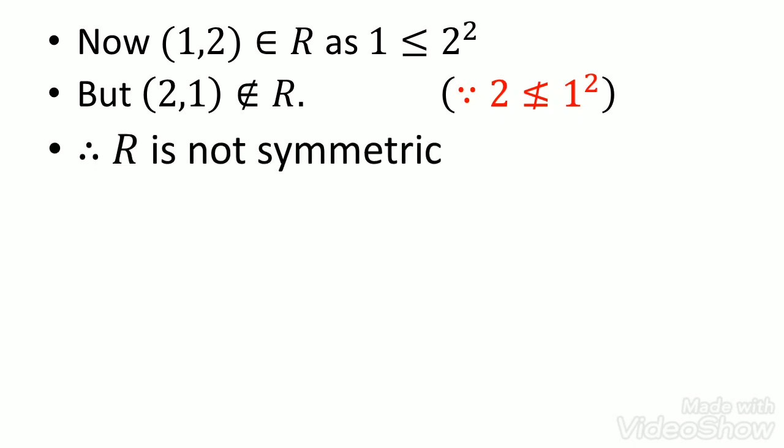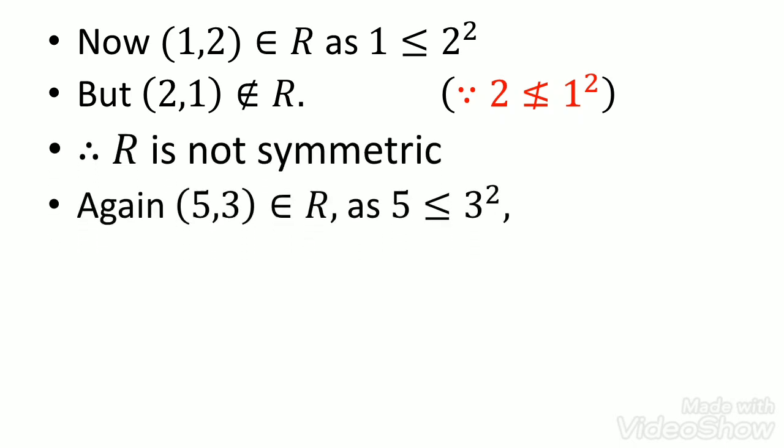For transitivity, we consider two pairs of elements from R. The first pair is (5, 3). (5, 3) belongs to R as 5 is less than or equal to 3 squared. 3 squared is equal to 9 and 5 is less than or equal to 9. That is true, therefore (5, 3) belongs to R.